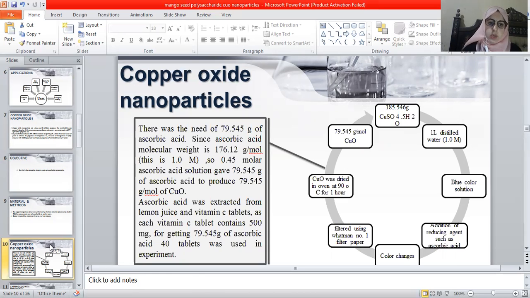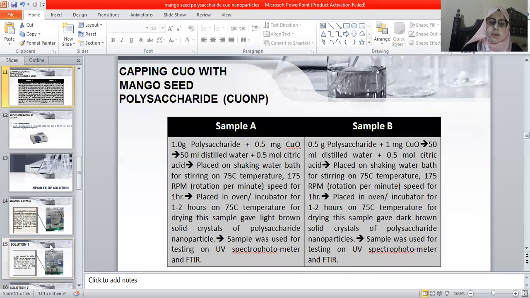After that, it was filtered using Whatman number 1 filter paper, and then it was dried in an oven at 90 degrees Celsius for 1 hour, and we got solid crystals of copper oxide nanoparticles. The box on the right shows different measurements according to the mole and gram that we used during the preparation. Step two was capping of copper oxide with mango seed polysaccharide.